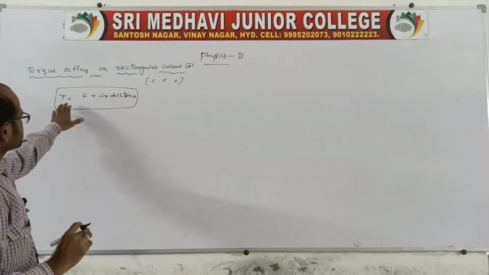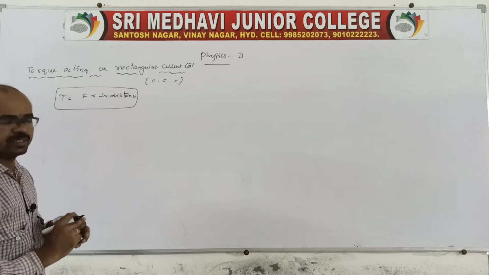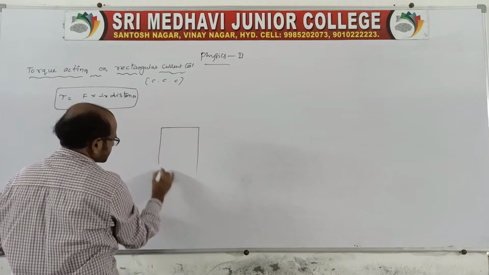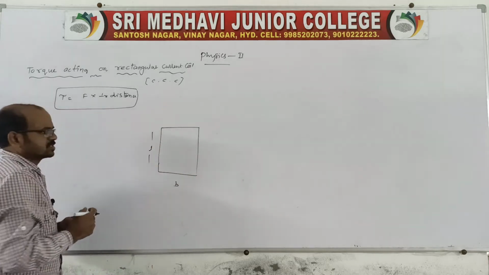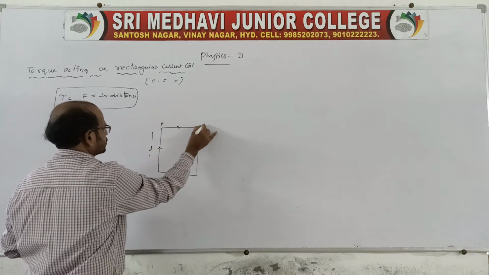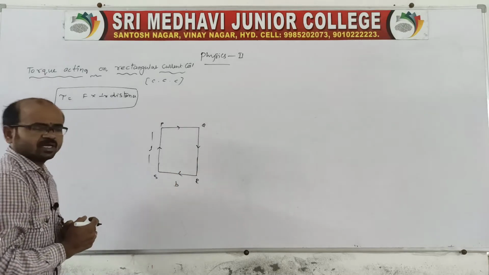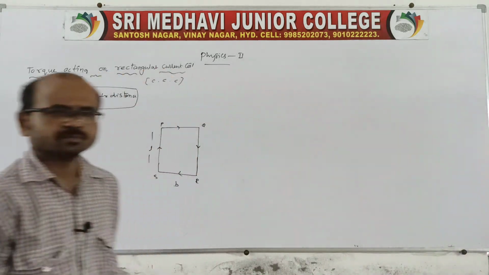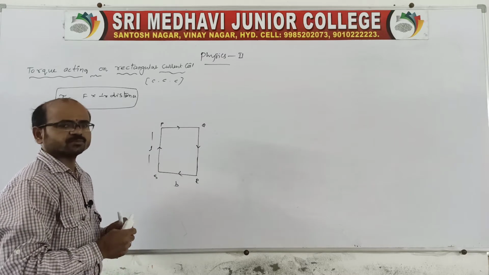This we know, in the first year this statement is there. Now by using this relation, we need to find how much torque is acting on the rectangular coil. Let us take a rectangular coil of length L and breadth B, which is carrying a current. So here PQRS is the rectangular coil carrying a current. Of course, a current carrying coil produces a magnetic field induction, that we know from the previous class.